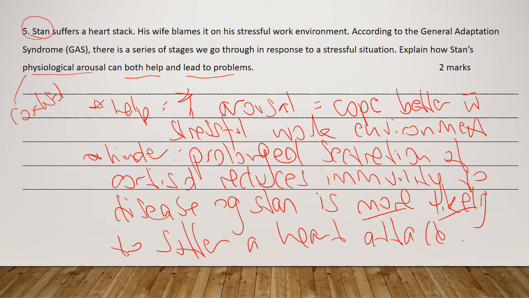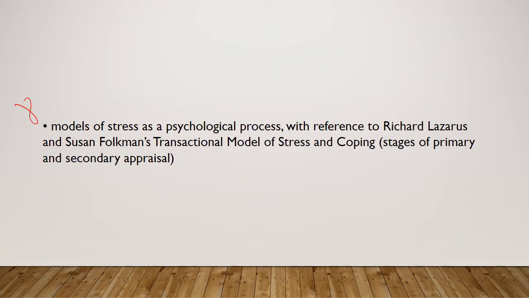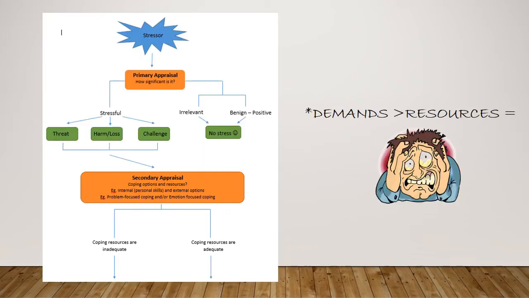All right, let's move on. Okay, so this is the second last dot point, dot point 8. Models of stress as a psychological process with reference to Lazarus and Folkman's transactional model of stress and coping. More specifically, we're looking at the primary and the secondary appraisal. Remember that with this model, stress is subjective, okay? So when we talk about Lazarus and Folkman, this is the first thing you should always be saying if you've got a question that looks at the difference between two persons' stress response, okay?